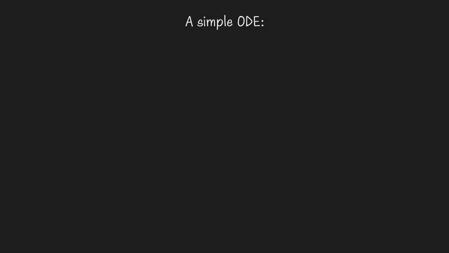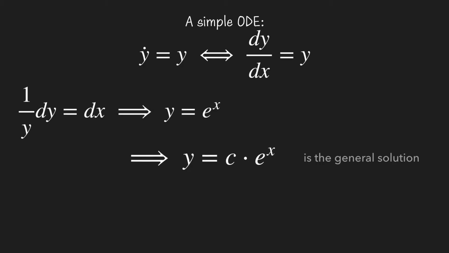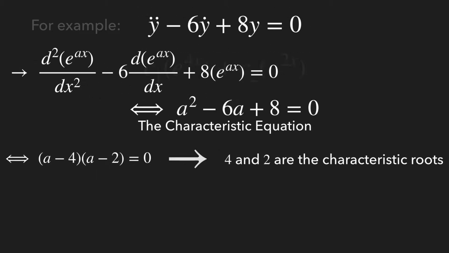And checking out a basic ODE hints at exponential functions being good particular solutions. So, to solve these, we assume e to the ax to be a particular solution, which again brings us to the characteristic equation, leading us to the general solution.